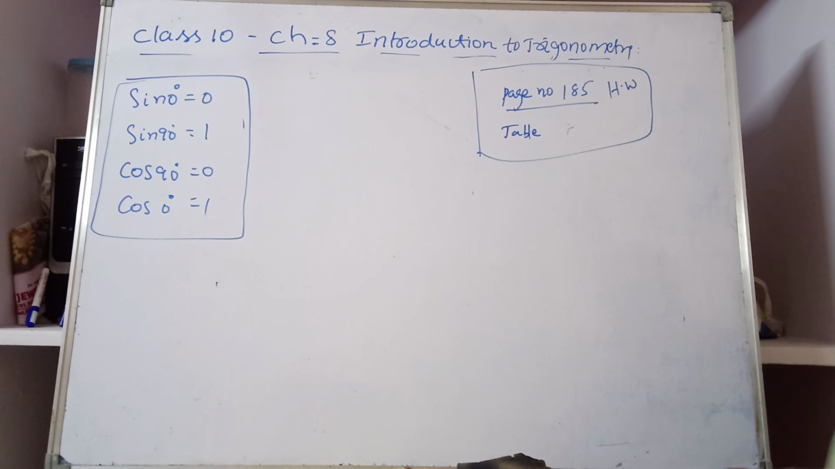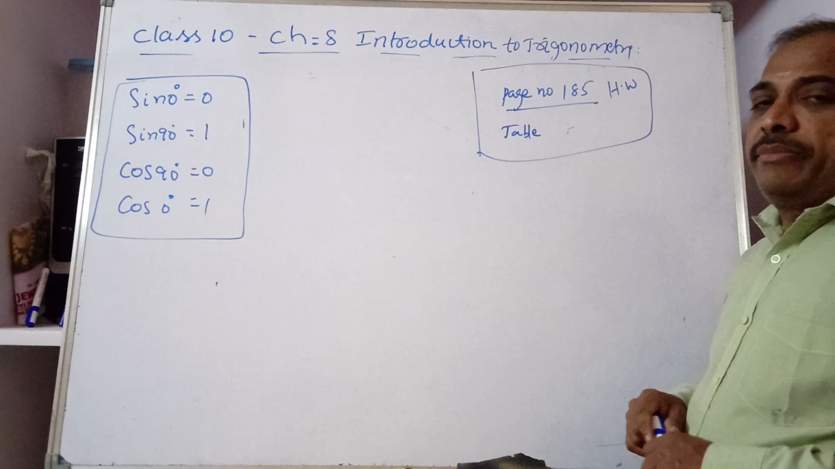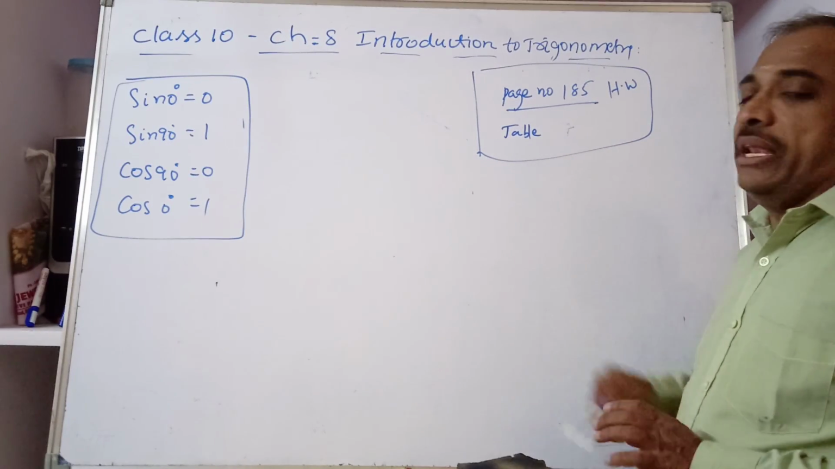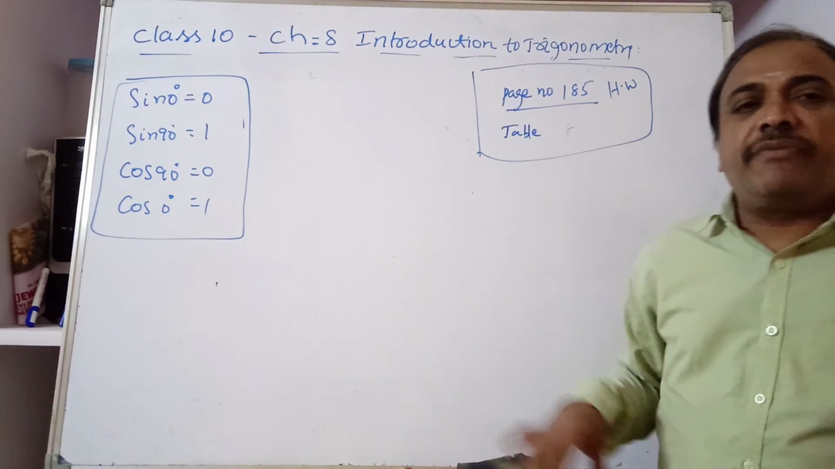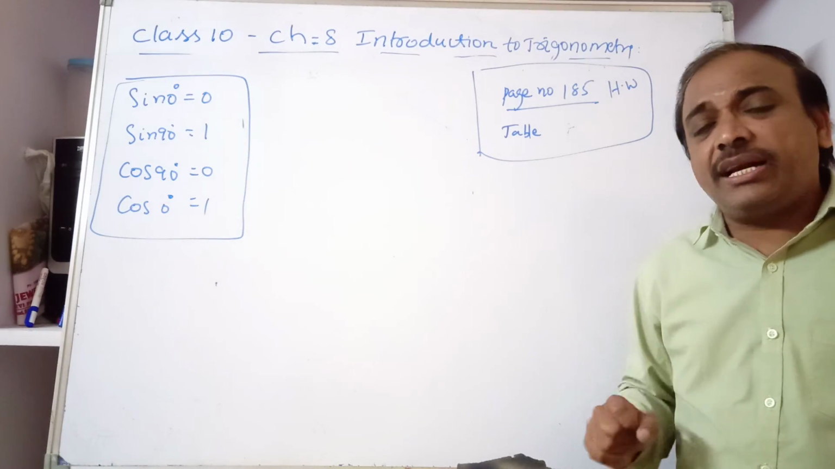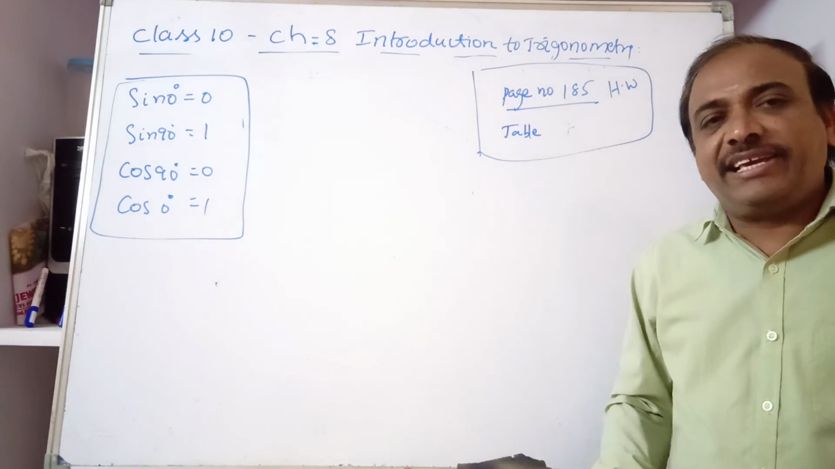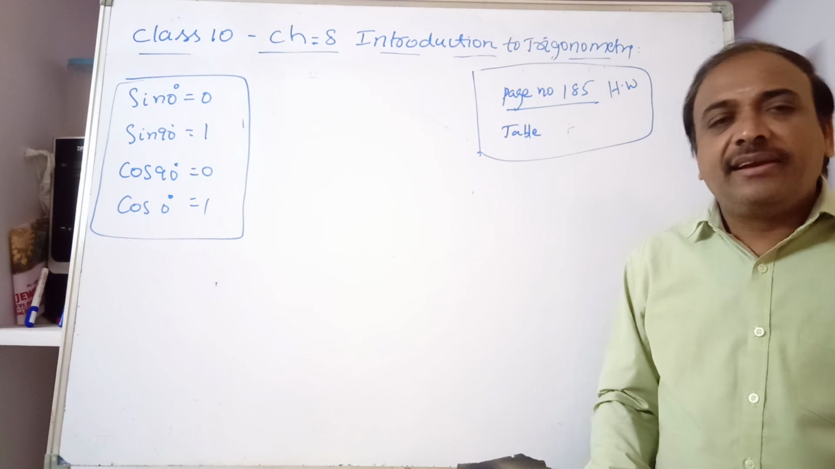So what's your homework? That is the table on page number 185. You have the trigonometric table with the values which we discussed in tabular form. You have to finish the table in your classwork. Thank you. We will meet again in the next class.